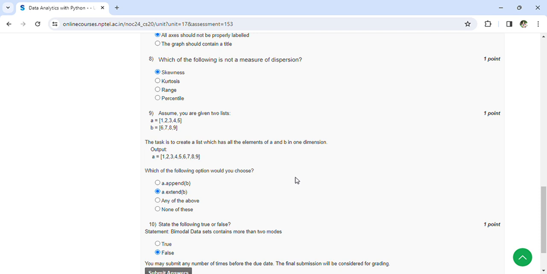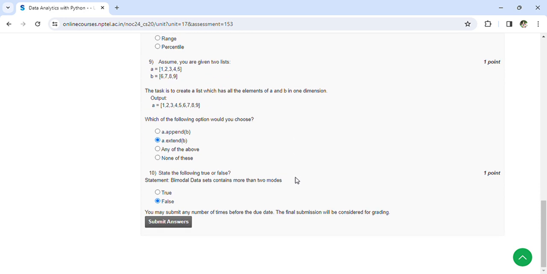State the following as true or false. Bimodal data sets contain more than two modes. False. So now you can submit your answers.